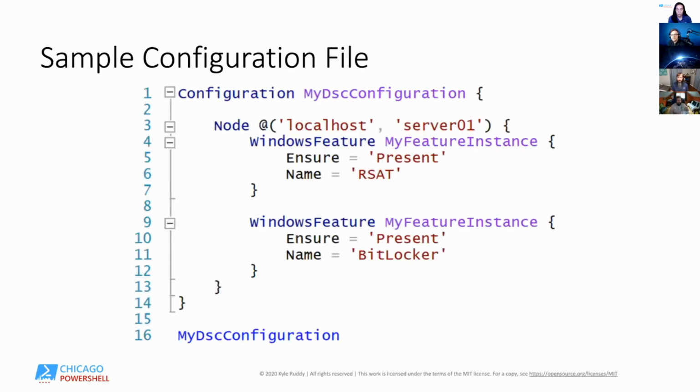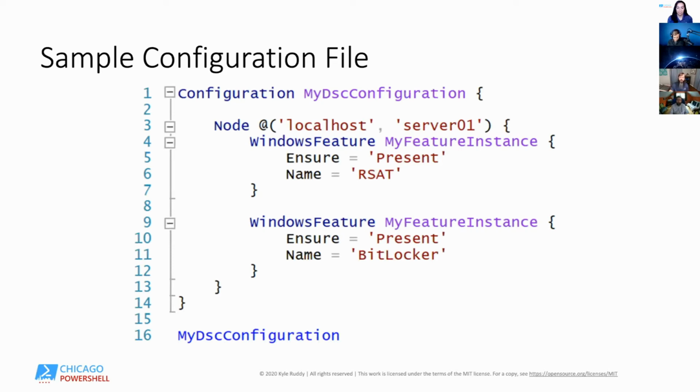Here's a sample configuration file. The layout here: line 1, Configuration is just telling it that the name of this configuration is MyDSCConfiguration. From there, we can specify some of our nodes, which is where our configuration should be applied. In this case, we're specifying 2 different nodes. You can build on top of this. You don't have to just specify one node and then create a configuration. You can declare this out for as many nodes as you want.